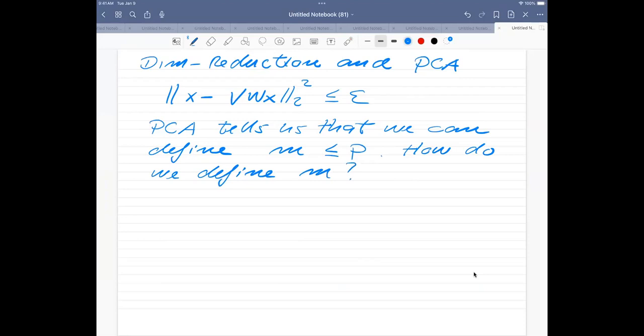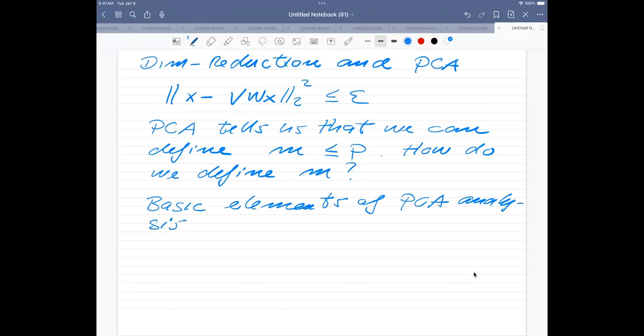The way we are going to define n is in terms of the variance of the correlation matrix or the covariance matrix. So we need to introduce some basic mathematics. So let's go through the basic elements of a PCA analysis. And then with these basic elements, we can set up a recipe by which we can find this reconstruction error within a specific parameter epsilon here.